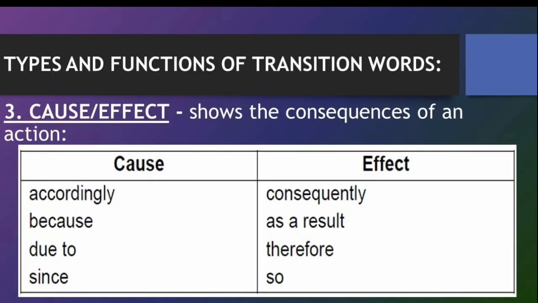Next, we have number 3, cause effect. It shows the consequences of an action, that if you do this, this might be the result or this may happen. Okay, so for cause, we have accordingly, because, due to, and since. And for effect, we have consequently, as a result, therefore, and so. Let's check the example for these transition signals.